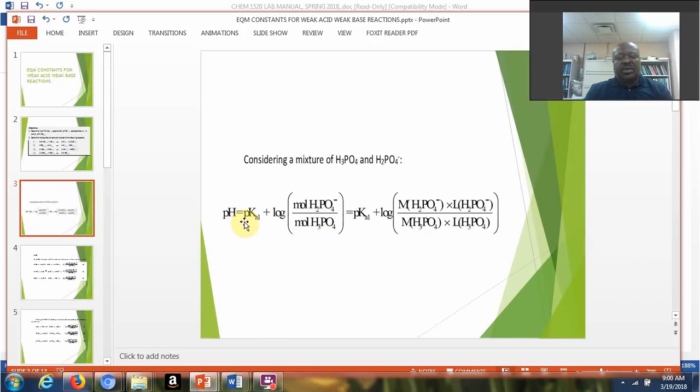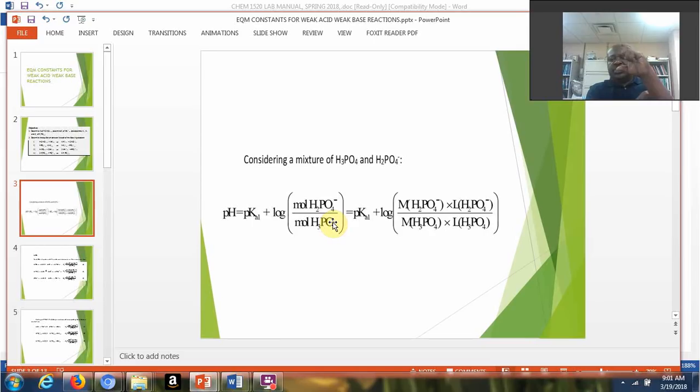So if we're dealing with pKa1, then this is H3 and this is H2. These are dissolved in the same solution. So although the original Henderson-Hasselbalch uses concentration, we can just go with moles because the two volumes are the same and then they cancel out.